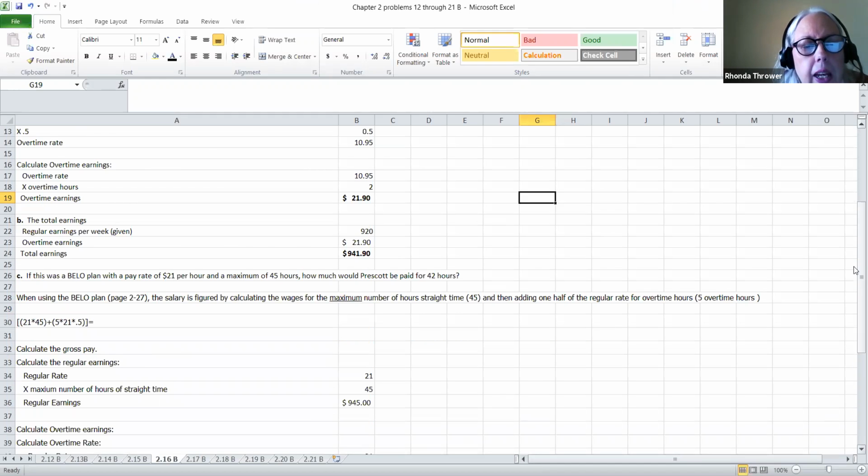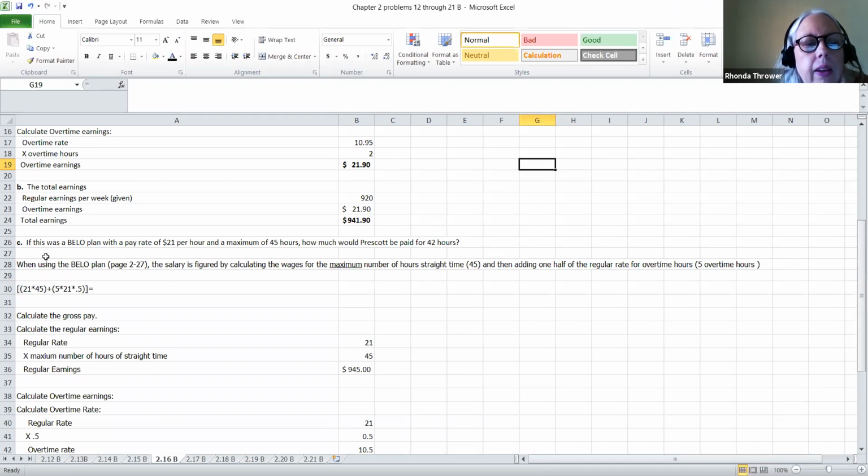In part C of this, it says if this was a Belo plan, now that's a special plan that has to be agreed upon by the employee with the employer before they are paid. And this Belo plan states that if this was a Belo plan with a pay rate of $21 per hour and a maximum of 45 hours, how much would Prescott be paid for 42 hours? This is a separate problem here.